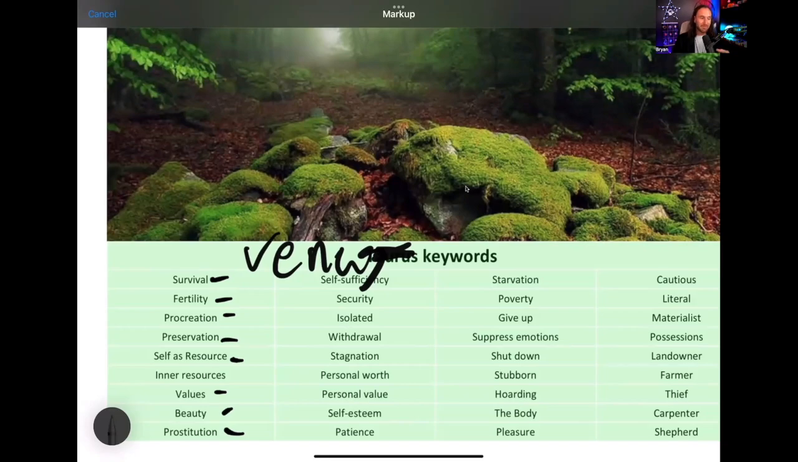I know what this body is worth. If you want it, it's going to cost this much.